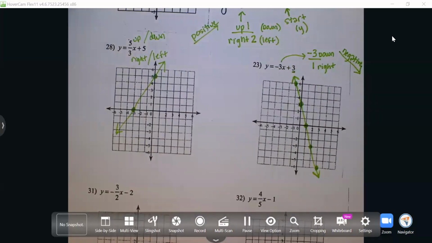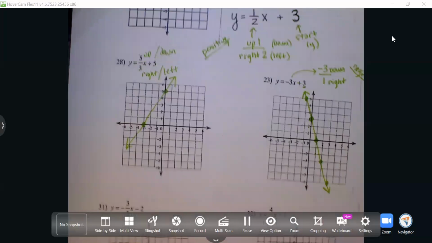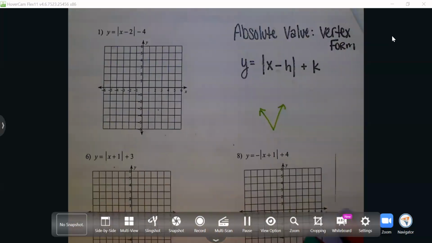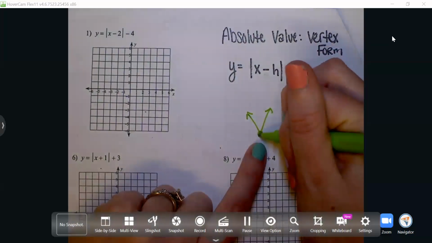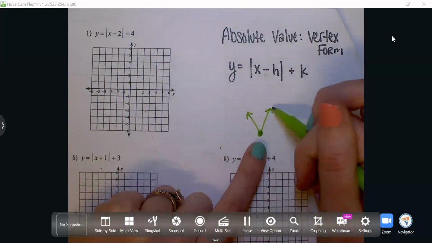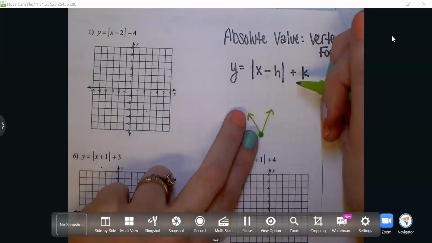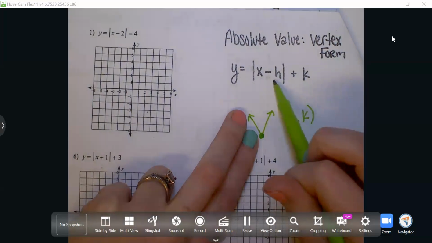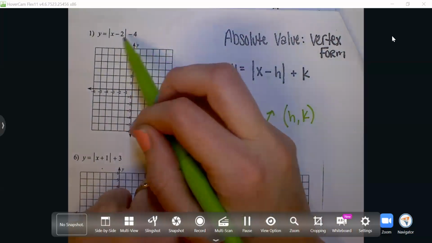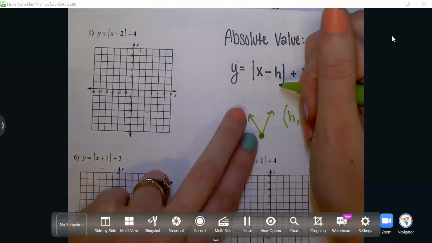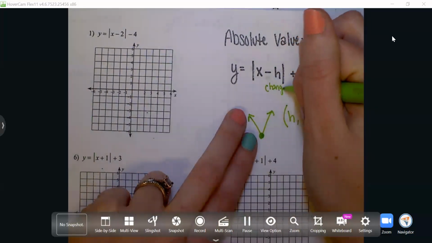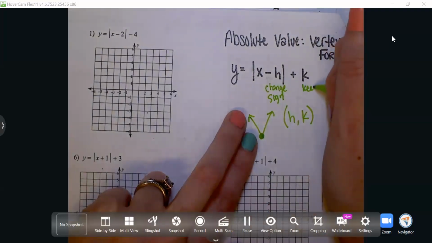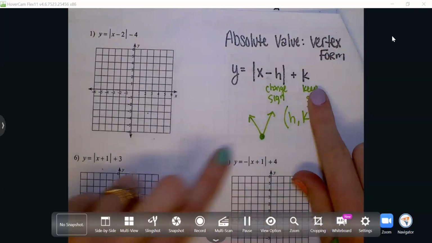Those are my examples. You should be able to do 31 and 32 as well as the last page. We're going to flip over to absolute value. Absolute value, this is vertex form, meaning I need to just find this vertex and make that perfect V shape. My vertex will always have the two numbers from this equation. The only difference with these two numbers is I want to change my sign from this value, and I'm going to keep my sign on this value.